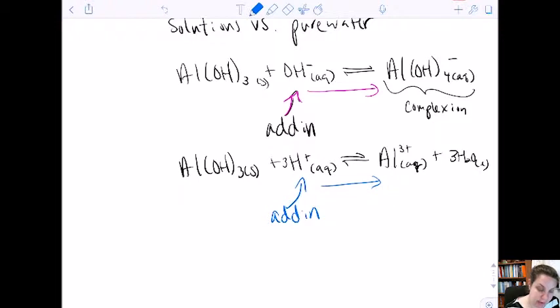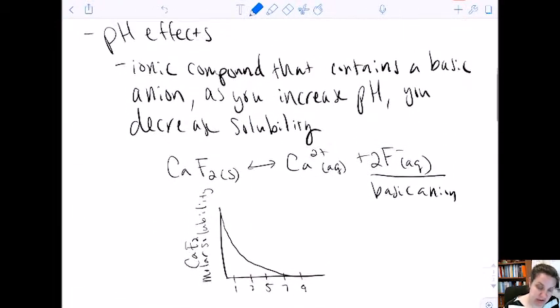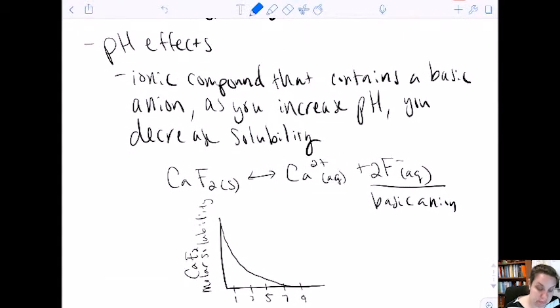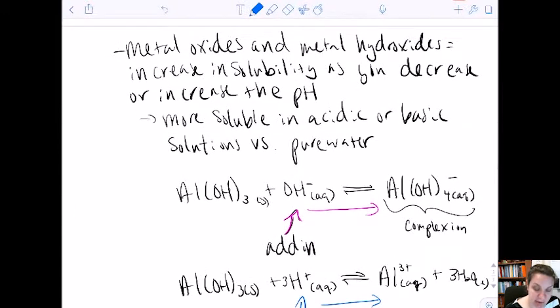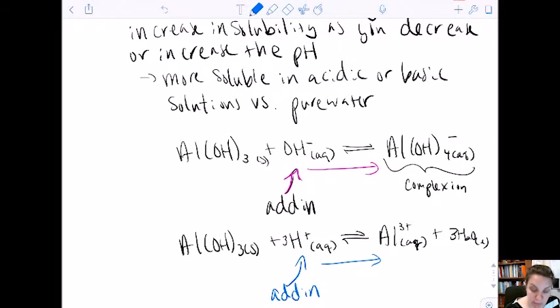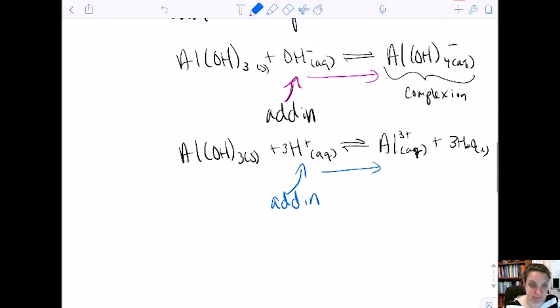Okay, so pH will affect ion solubility in different ways. So if we have an ionic compound that contains a basic anion, increasing pH will decrease solubility. If we have metal oxides or metal hydroxides, increasing or decreasing our pH versus pure water will a lot of times cause an increase in solubility.